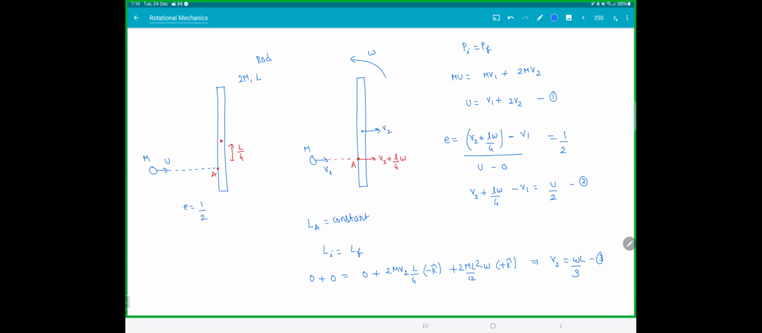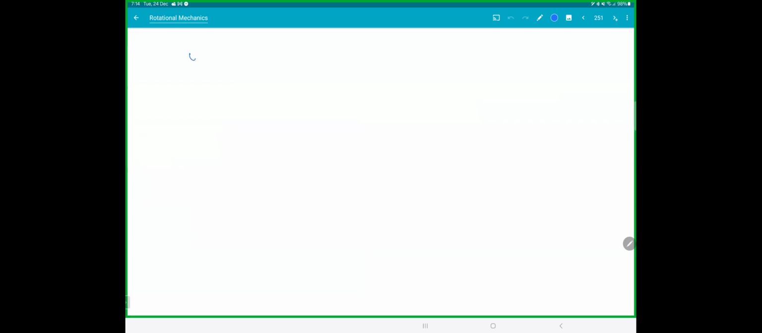Let's see the equations. So u is V1 plus 2V2. This was equation 1. V2 plus L omega by 4 minus V1 is u by 2. That was equation 2. And V2 is omega L by 3. This was equation 3.